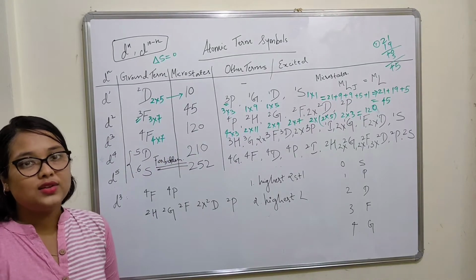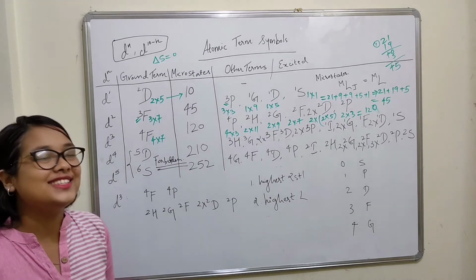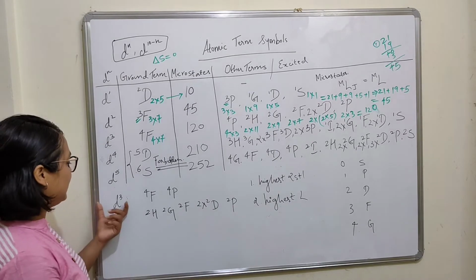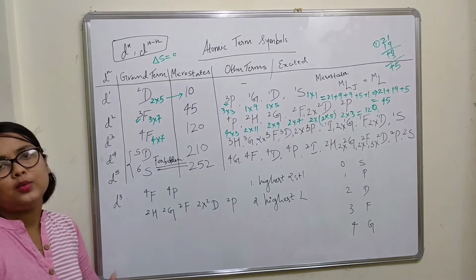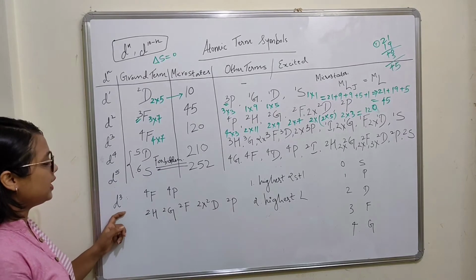So moving on to the last part of the video, I'll try to be really quick but also hope that you all will understand. So how do we find out which is going to be the ground state term symbol? I have taken the example of D3. You can try it with any, you can try it with D2 or D4 as well. I'm going to pick D3.